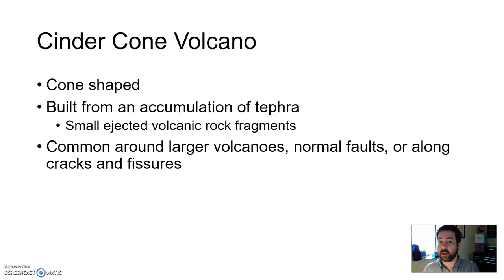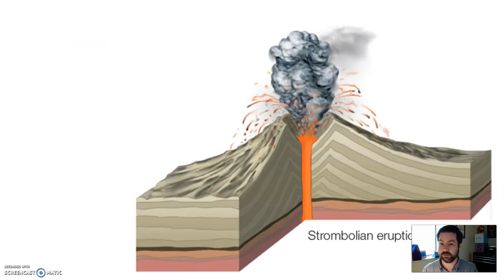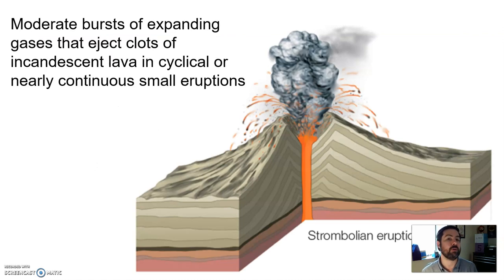These are common around other larger volcanoes, like stratovolcanoes. They can be found near normal faults, sometimes along cracks and fissures as well. A lot of examples, even here in Arizona: SP Crater in Arizona, Paricutin in Mexico, Sunset Crater also in Arizona. But what's typical of these types of eruptions are strombolian eruptions at cinder cone volcanoes.